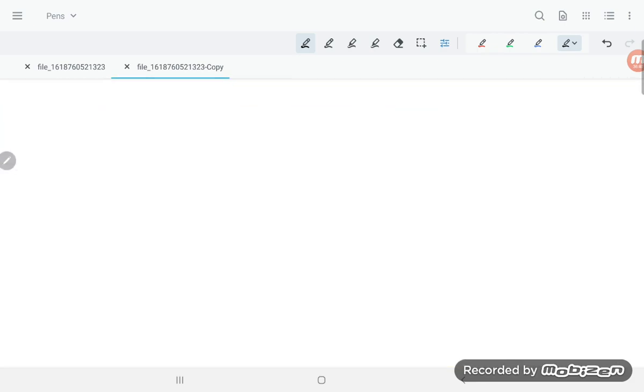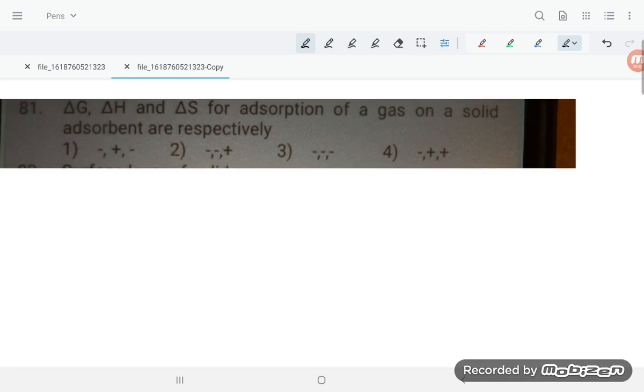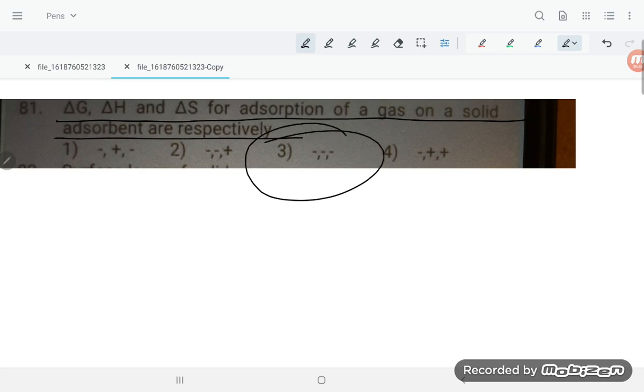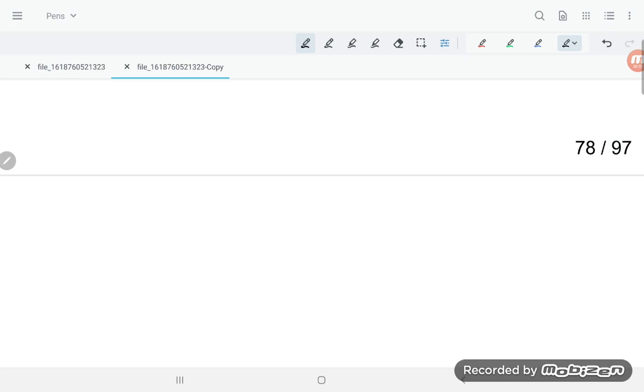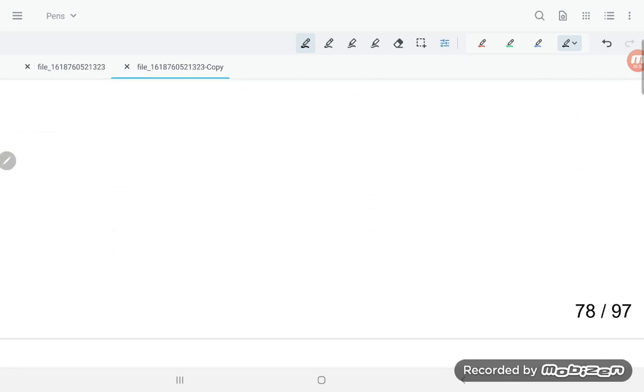That is okay. Now let us move on to problem number 81. Delta G, delta S of adsorption of gases on solid adsorbent are respectively. All are negative, students. 81, option number what? Third.